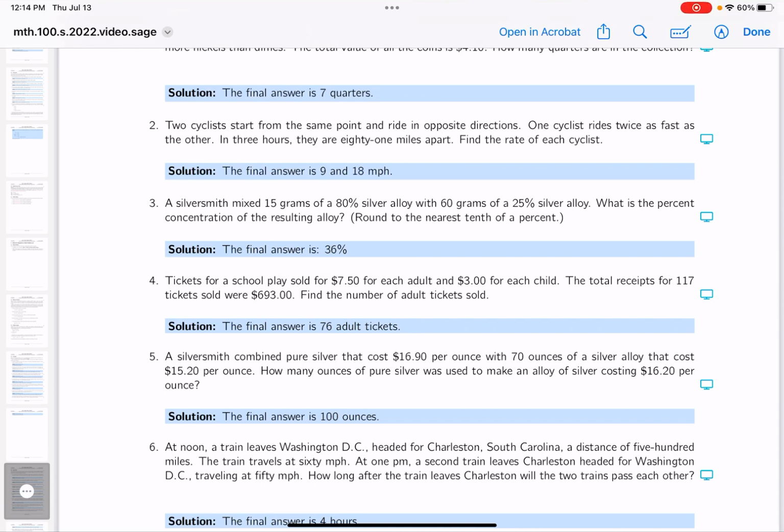Okay, on problem number 3, it says a silversmith mixed 15 grams of an 80% silver alloy with 60 grams of a 25% silver alloy. What percent is the concentration of the resulting alloy? Round to the nearest percent.